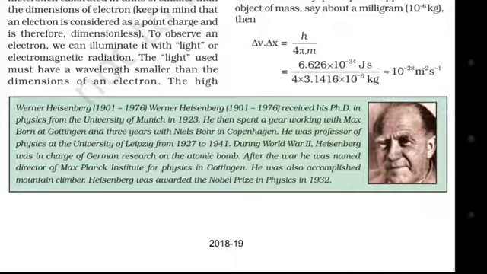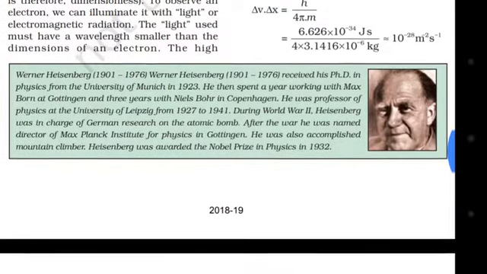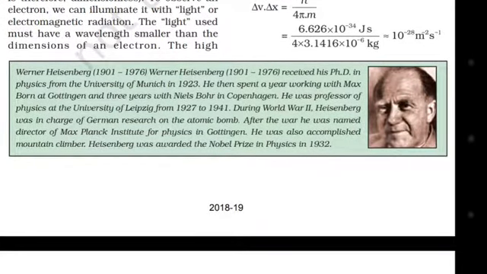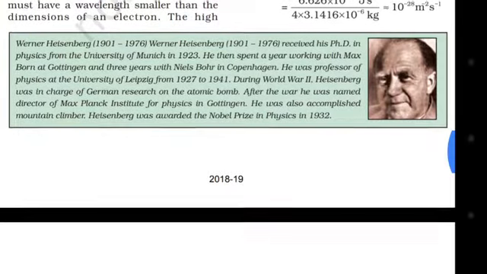Werner Heisenberg, 1901 to 1976, received his PhD in physics from the University of Munich in 1923. He then spent a year working with Max Born at Göttingen, 3 years with Niels Bohr in Copenhagen. He was professor of physics at the University of Leipzig from 1927 to 1941. During World War II, Heisenberg was in charge of German research on atomic bomb. After the war, he was named director of Max Planck Institute for Physics in Göttingen. He was also an accomplished mountain climber. Heisenberg was awarded the Nobel Prize in Physics in 1932.